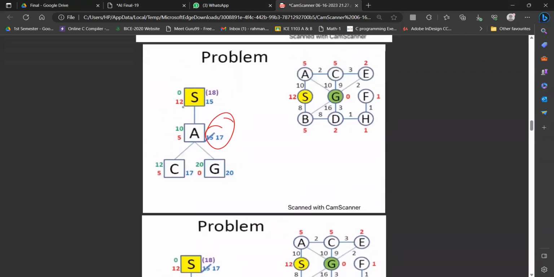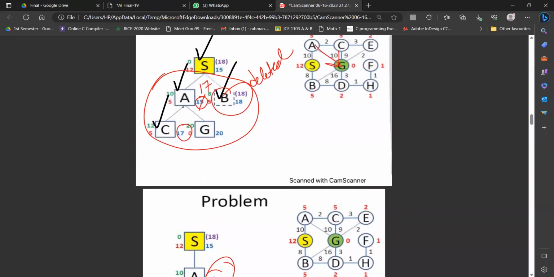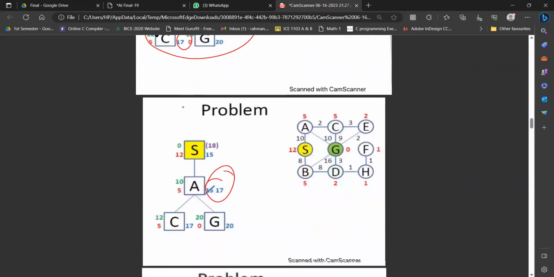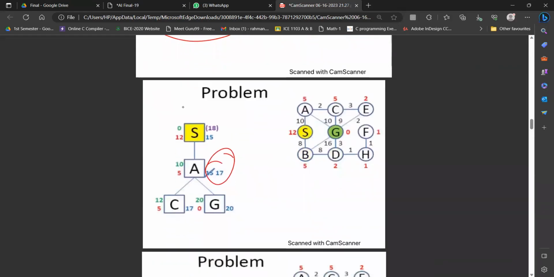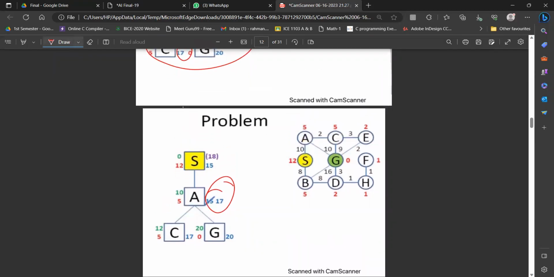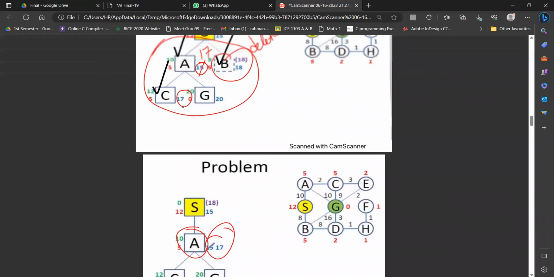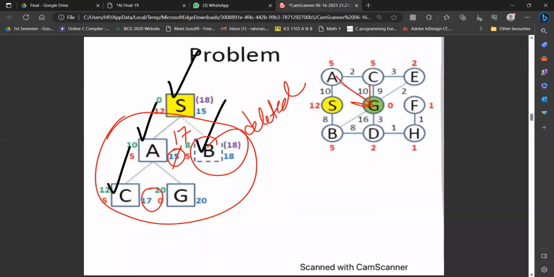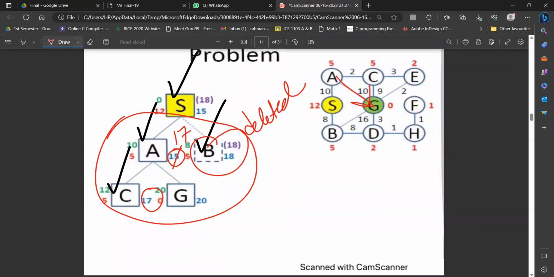Do you see how B has been deleted also, right? The only child left for S right now is A. Oh, and by the way, when we were deleting B, it was important that we write 18 here, because the parent always remembers the deleted child node, okay?